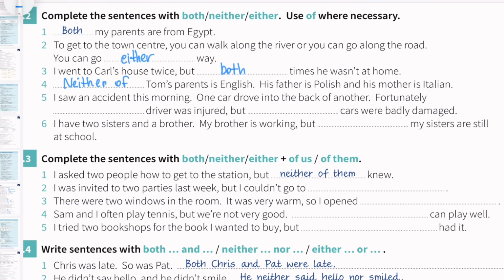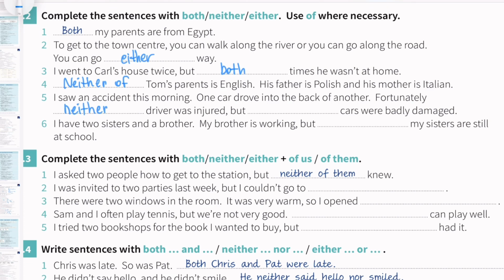Then we move on to number 5. I saw an accident this morning. One car drove into the back of another. Fortunately, neither driver was injured, but both cars were badly damaged. So I saw the accident this morning. One car drove into the back of another, but luckily, no one was injured. So neither driver was injured.